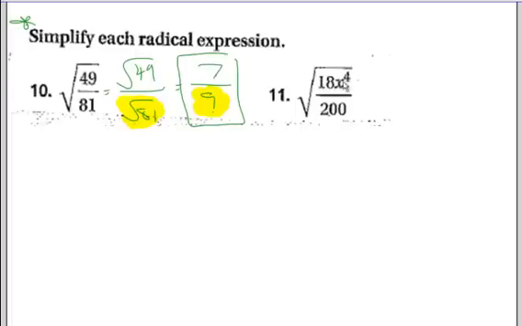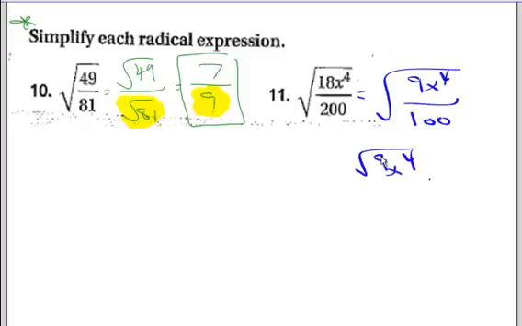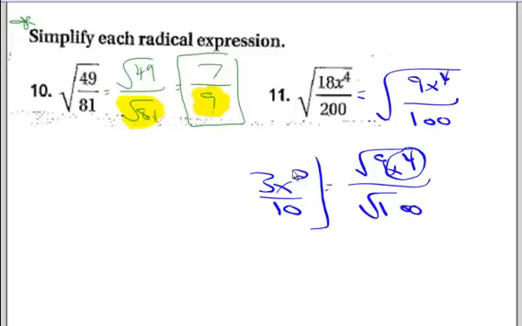If I have 18x to the 4th over 200, first thing I'm going to do is try and reduce it. I do reduce by 2, so 9x to the 4th over 100. And now separate them. Square root of 9x to the 4th over the square root of 100. Square root of 100 is 10. And in the numerator, square root of 9 is 3. And x to the 4th is 2 pairs. Again, we do not have a square root in the denominator, so this is an acceptable final answer.